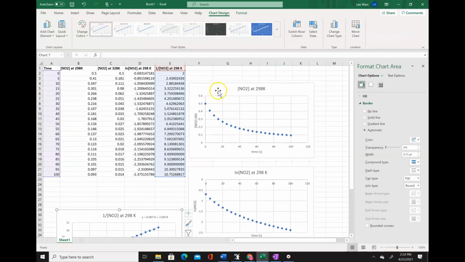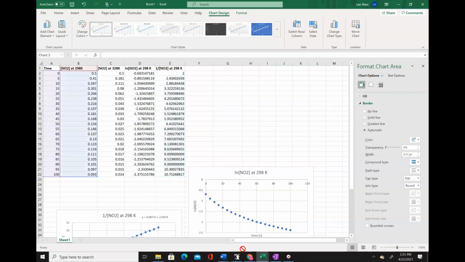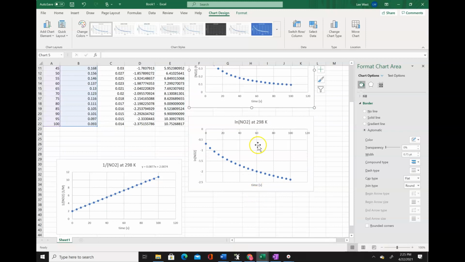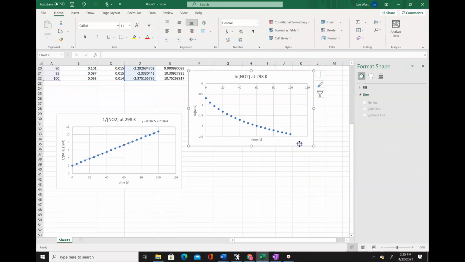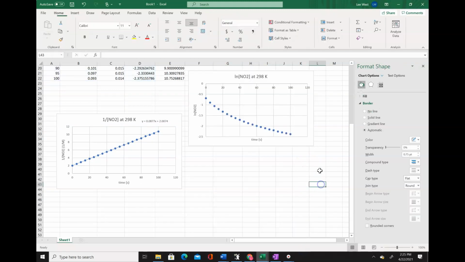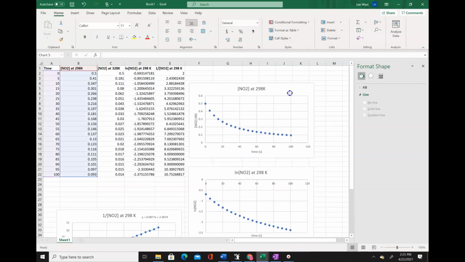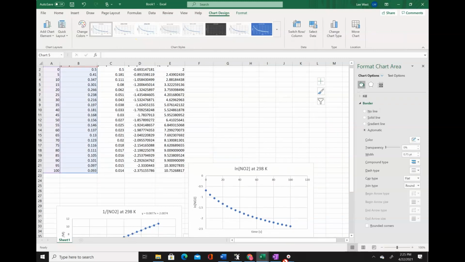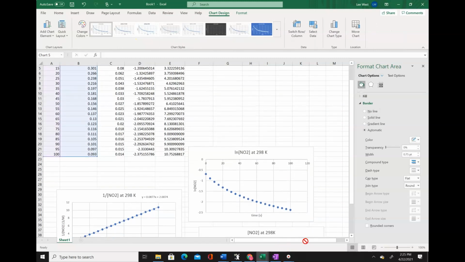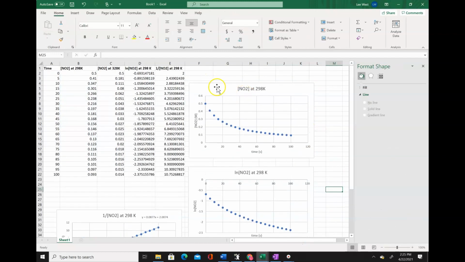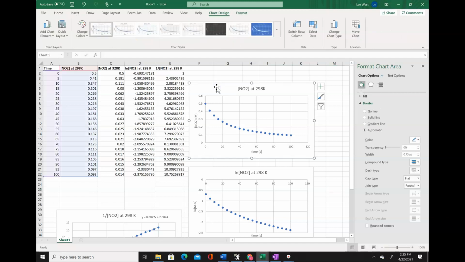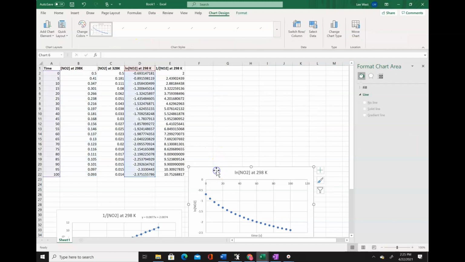So now, when it comes time to think about the higher temperature, what I know is that the rate constant should be bigger because it is at a higher temperature. But what I also know is that the order is not going to change. It's still going to be second order. So what that means for me is that I don't have to do all 3 plots. I only have to do the 1 on the concentration plot. All right, so that makes things a little easier.